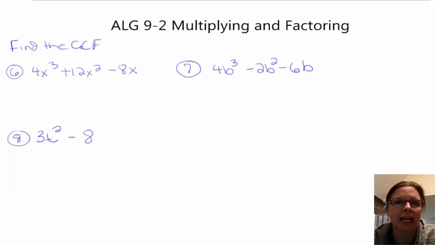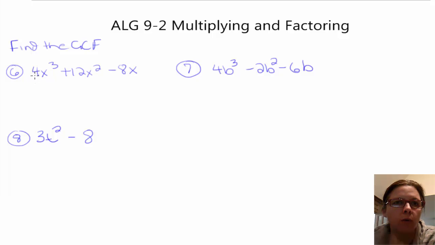Okay, the next thing is finding the GCF, the greatest common factor. So that means, what can I take out of everything here? So if I look at this, 4x cubed, 12x squared, and negative 8x, it means, what can I divide all of these by? What will go into all of these evenly? Well, the biggest number that will go into all of them.